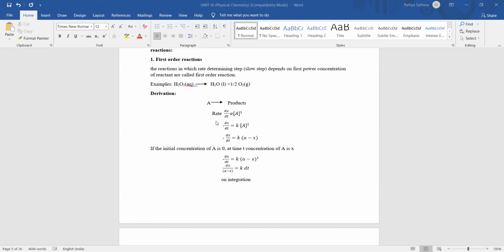You have zero order reactions also. In our syllabus, you don't have zero order reactions. What is a zero order reaction? If the rate of a reaction does not depend on the concentration of any of the reactants, then that is a zero order reaction, where the order is equal to 0. Those reactions are also there.